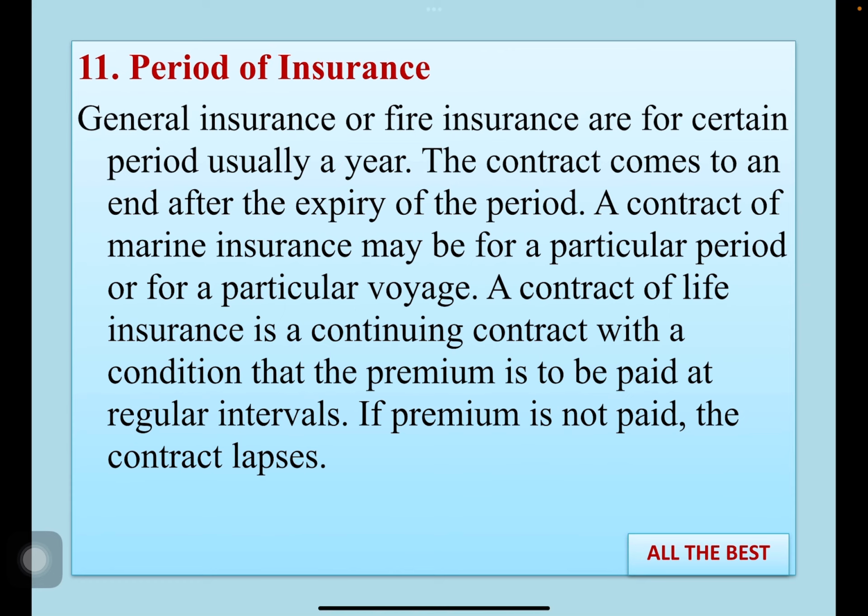Then period of insurance. General insurance or fire insurance are for a certain period, usually a year. The contract comes to an end after the expiry of the period. A contract of marine insurance may be for a particular period or for a particular voyage. A contract of life insurance is a continuing contract with a condition that the premium is to be paid at regular intervals. If premium is not paid, the contract lapses.